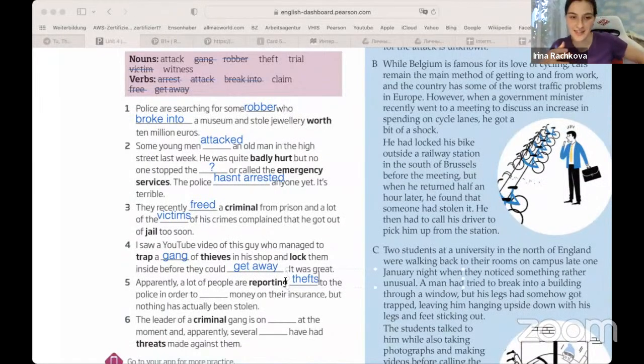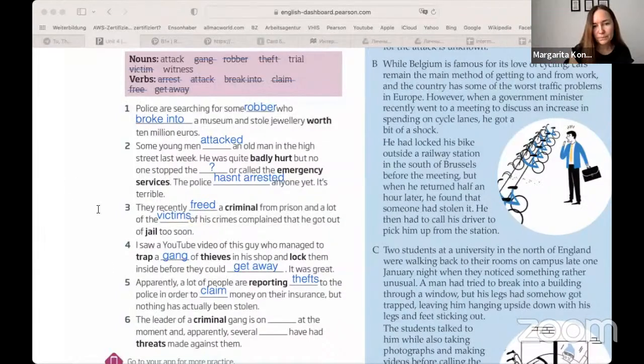Thefts. Yes. To the police in order to подать заявление на деньги. To claim money. That's right, to claim money on their insurance, but nothing has actually been stolen. Exactly. So you can claim money, right? To get money back.